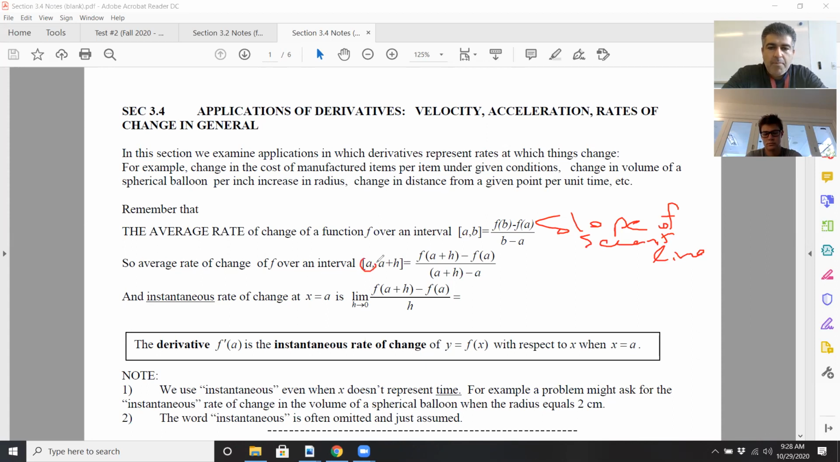If you're looking at from a to a plus h, same thing. Just take the difference in the y values, divide by the difference in the x values. Now remember, the instantaneous rate of change is the slope of a tangent line. We know that to be simply our derivative, right? Slope of a tangent line is that. So just some things that we've already discussed often. Okay, so let's keep moving.